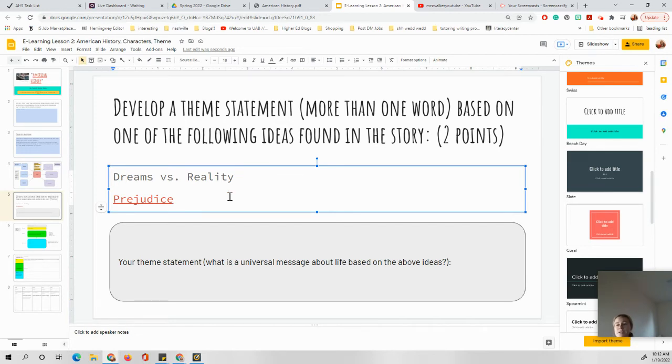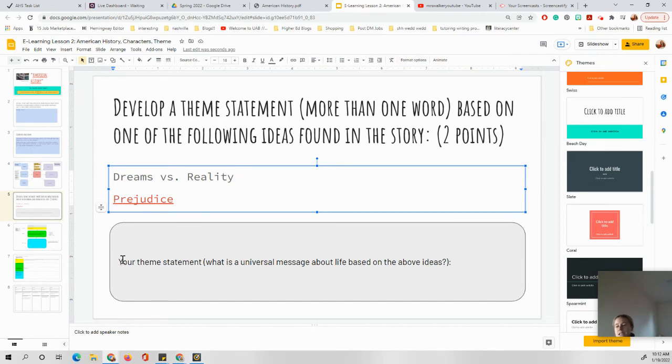And then the next one is prejudice, okay? I give you the definition right here if you want to click on the link, if you're unfamiliar with that term. But basically, prejudice is an extreme dislike of a person from another group based on irrational feelings, okay? So how do we see prejudice play out in this story? Who is prejudiced against whom?